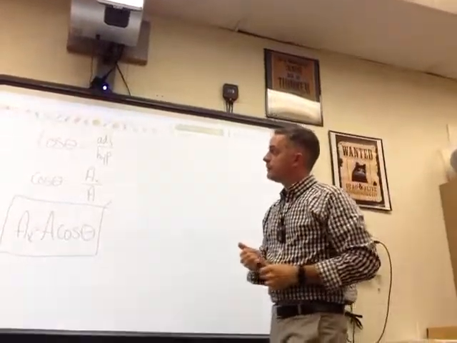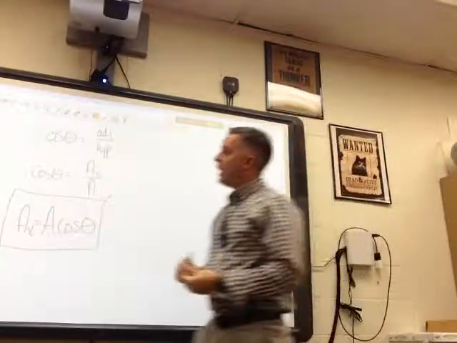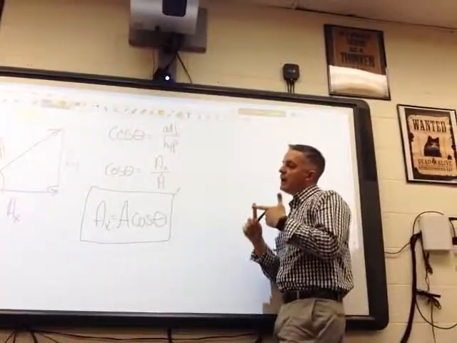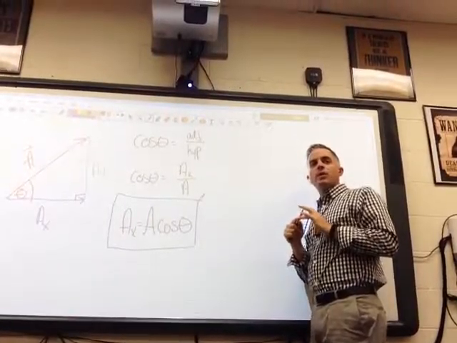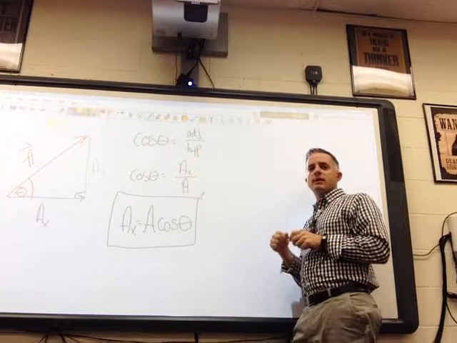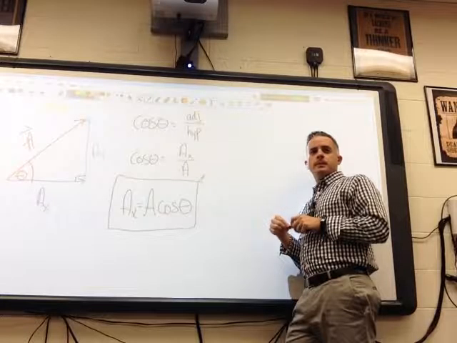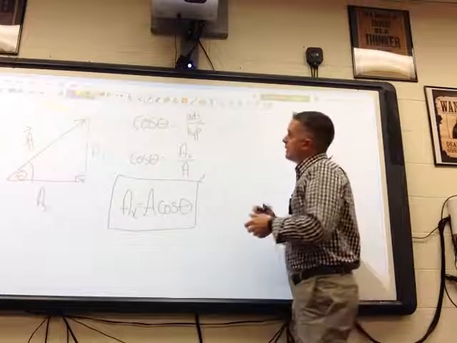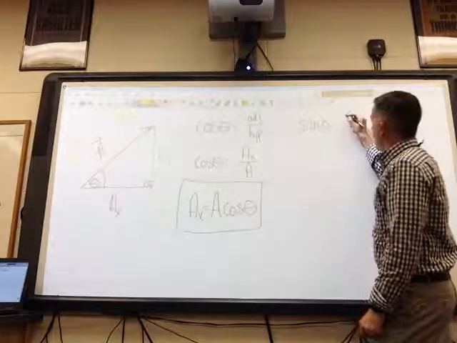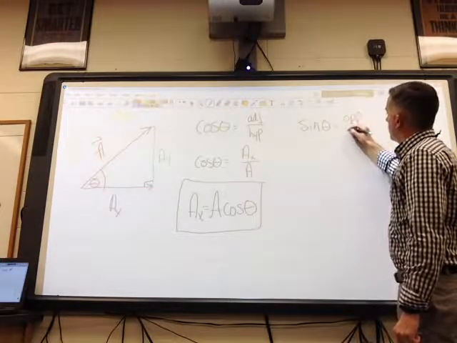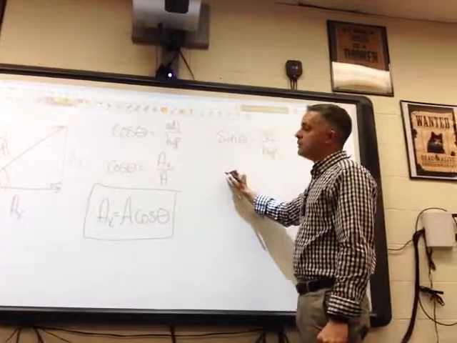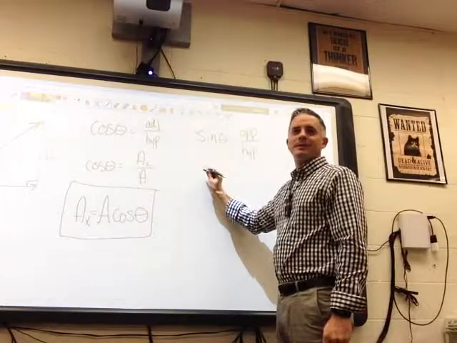So how about now A sub y? How do I find A sub y? What do you think? Looking again, we know A, we know theta. How do I find A sub y? What trig is going to help us get there? Sine, right. So sine of theta is opposite over hypotenuse.